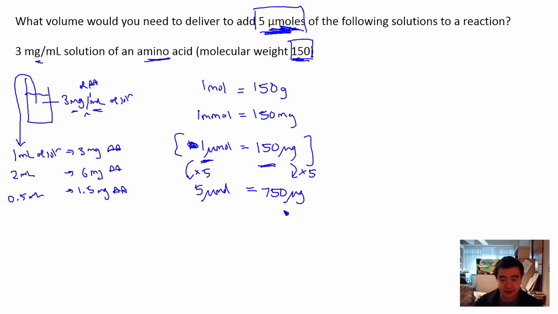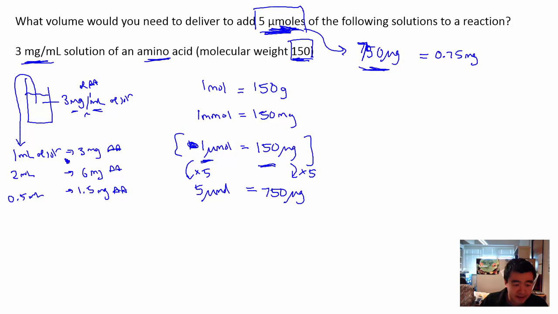So for this amino acid, 5 micromoles is the same as saying 750 micrograms. And so we can ask, how much would we need to take out of this solution in order to give us 750 micrograms of this amino acid? Now 750 micrograms is equivalent to 0.75 milligrams, but again those are ugly numbers, and so we'll see what we can do over here. This concentration we've been talking about before means that in 1 mil of a solution there's 3 milligrams.